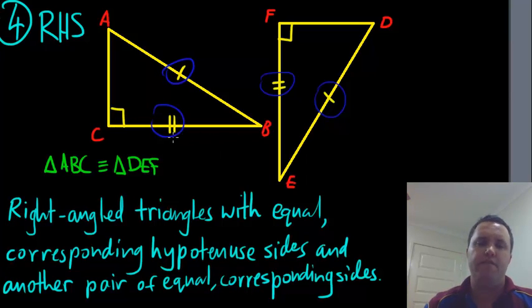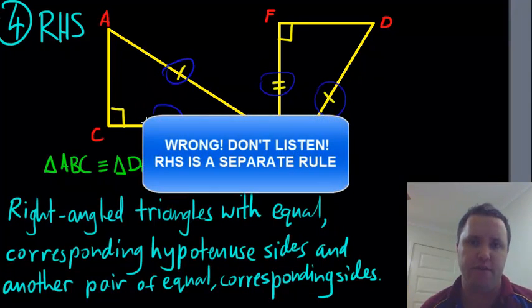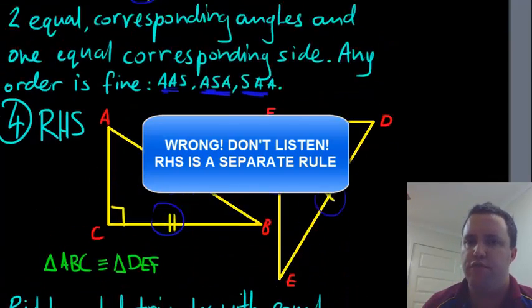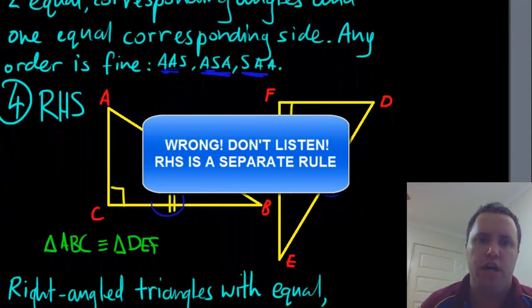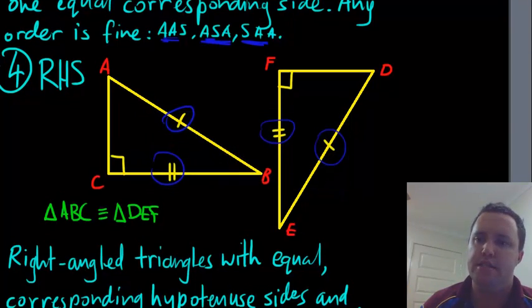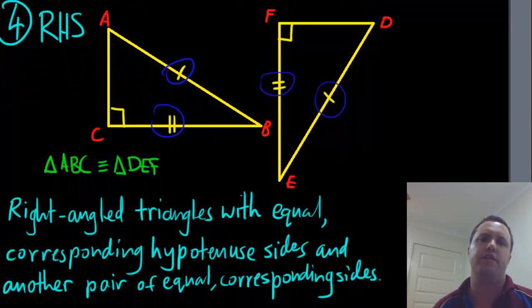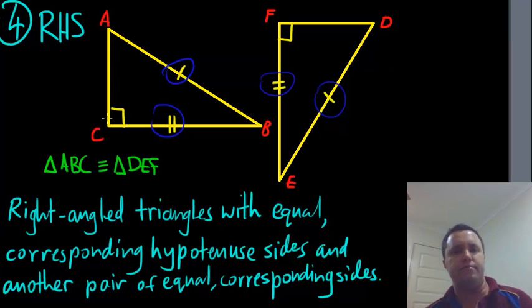For those of you who are on the ball with this, you'll notice it's exactly the same rule as the angle side side one that we just looked at before. Actually, no, this isn't the same. This only works with right angle triangles. I just want to reverse that one. RHS only works with right angle triangles, whereas what we have there is angle side side. So right angle triangles with equal corresponding hypotenuse sides and another pair of equal corresponding sides.